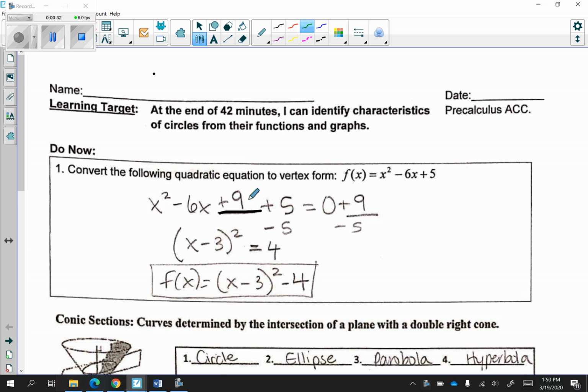And whatever I add to one side, I have to add to the other. So I'm adding plus 9 to both sides. And make sure you subtract over that 5. So I got x minus 3 squared is equal to 4. Subtract the 4 back over, and this gives me vertex form. Now you might do completing the square a little bit different, but it should still give you the same answer.